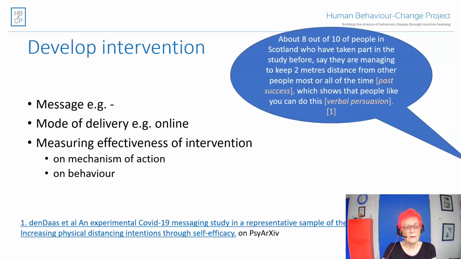In developing the intervention, we created a message which you see on the right. About 8 out of 10 people in Scotland who have taken part in the study before say they're managing to keep 2 meters distance from other people, most or all of the time, which shows that people like you can do this. So here we have a combination of past success and verbal persuasion, and it was delivered online. And we measured the effectiveness of the intervention on mechanism of action and on behavior, and saw some success of this intervention.